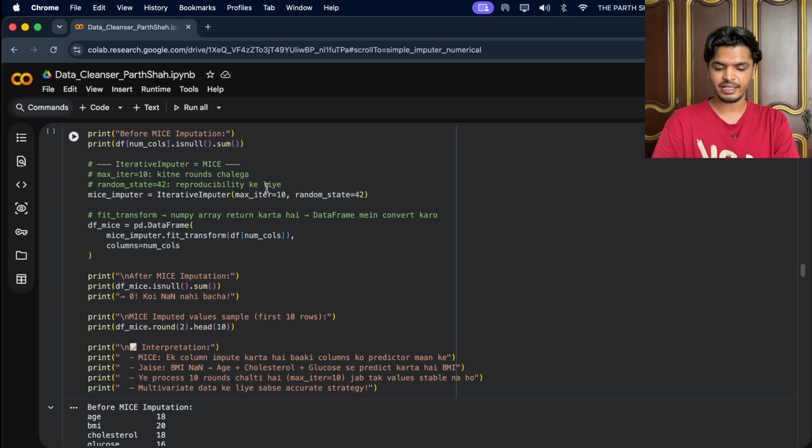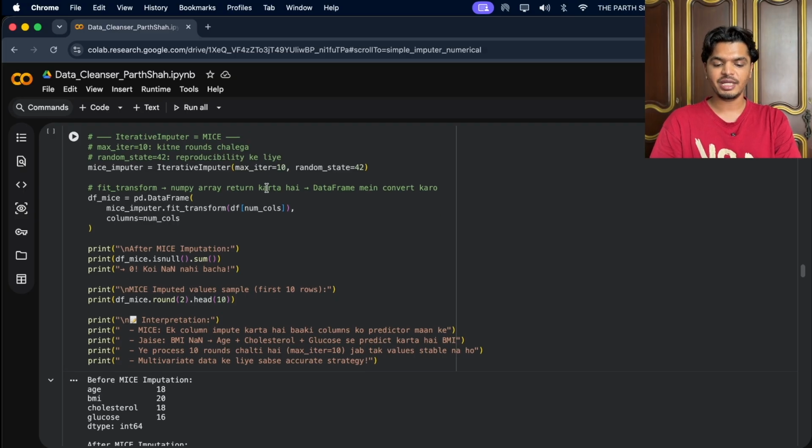MICE works iteratively, one column at a time. All other columns are predictors. It repeats this process for 10 rounds until the values converge and stabilize. So if BMI is missing, MICE uses age, cholesterol and glucose to predict it. This captures the real biological relationships between the medical variables.